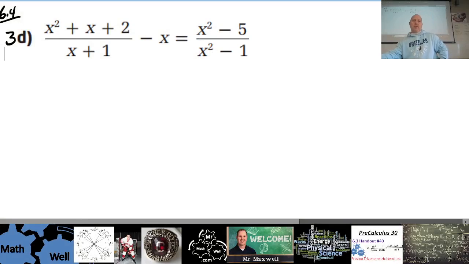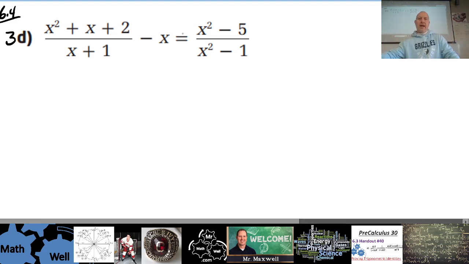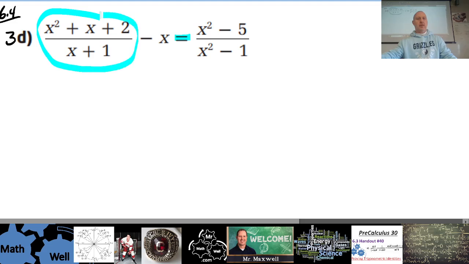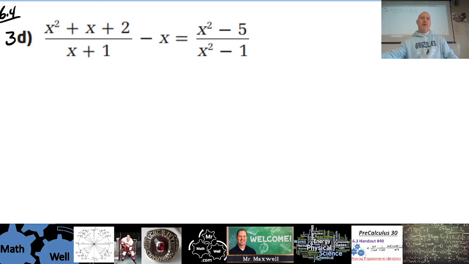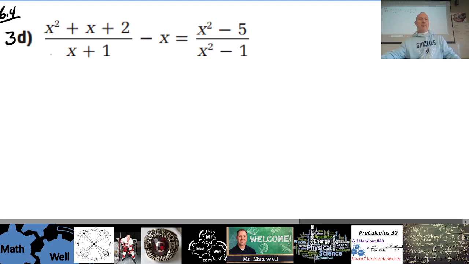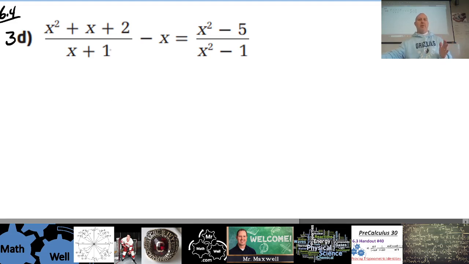Okay, so this is 6.4, number 3D. We are solving rational equations. We have an equation here with the equal sign, and we also have rational expressions, so a ratio of two polynomials. That's what rational equations are. In order to solve, we want to eliminate the denominators, so we want to multiply every term by the lowest common multiple of the denominators. That is, every factor that's in the denominators once, okay?